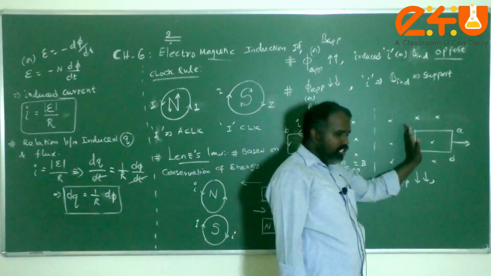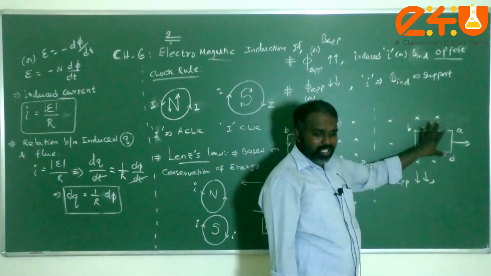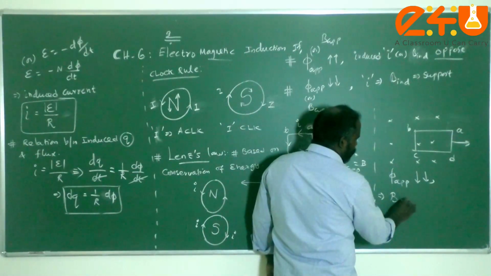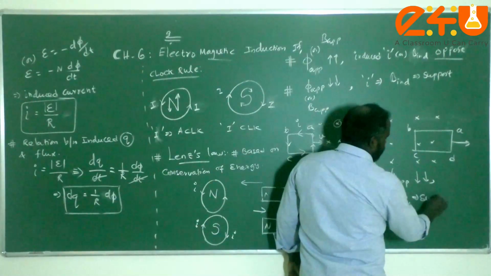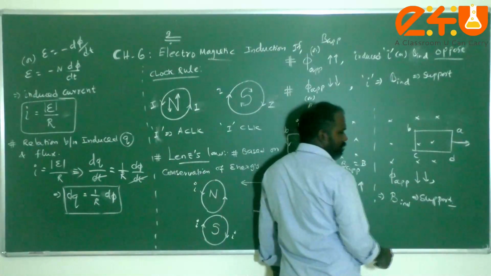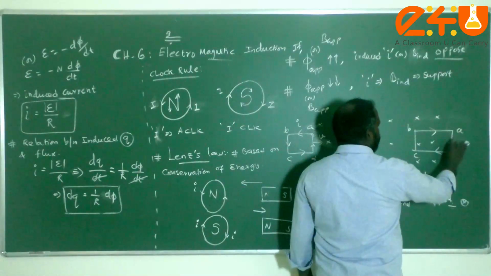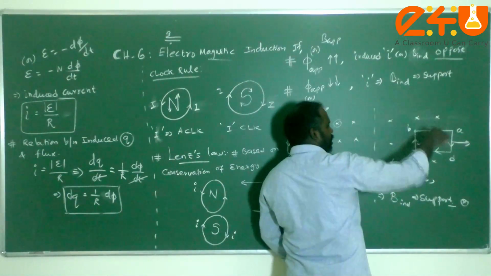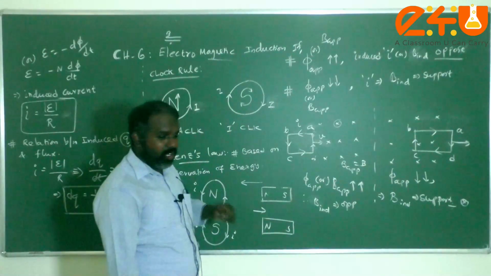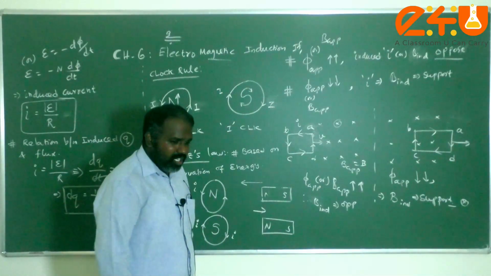When the coil is moving away, the applied flux through the coil decreases. So B induced should be supportive, meaning the induced field should be in the same direction as the applied field. If it should be normally inward, the current in the loop will be clockwise by the right hand thumb rule. This is how to apply Lenz law in MCQ questions or similar questions.